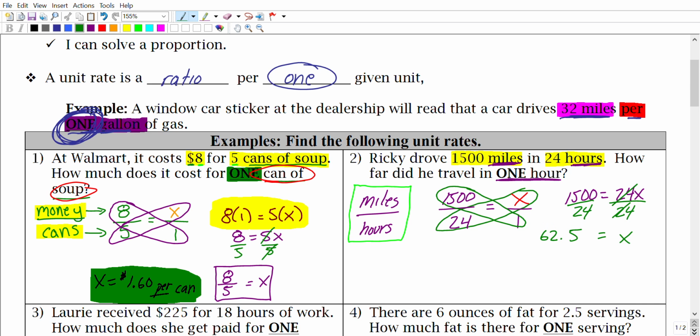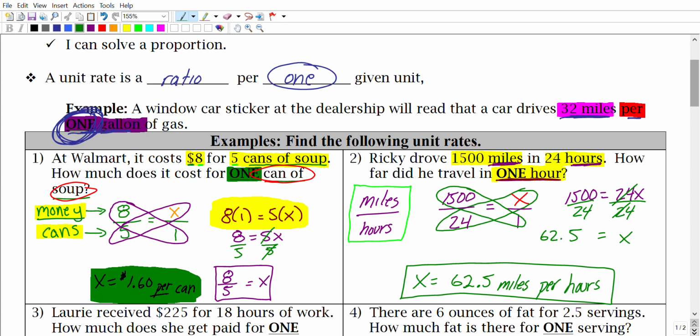62.5. Now, as my final answer, I have to be a little more descriptive. 62.5 what? What are we looking for? We're looking for miles. And remember, this is a ratio, so it's miles per hour. For exactly 1 hour is what we're looking for. Exactly 1 hour. Okay? All right, so this is our final answer.